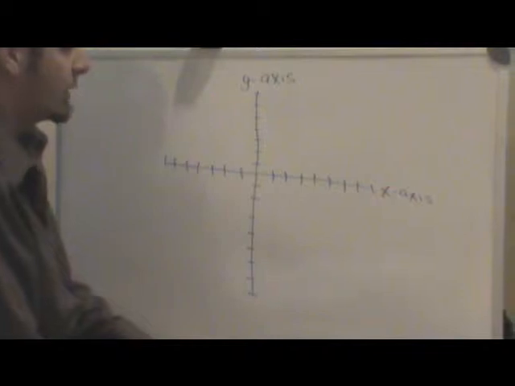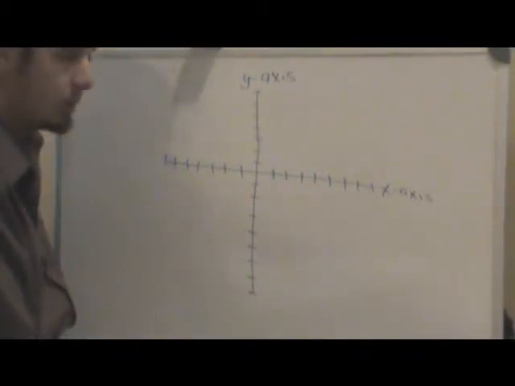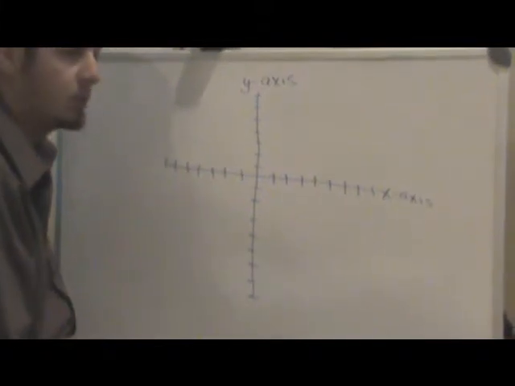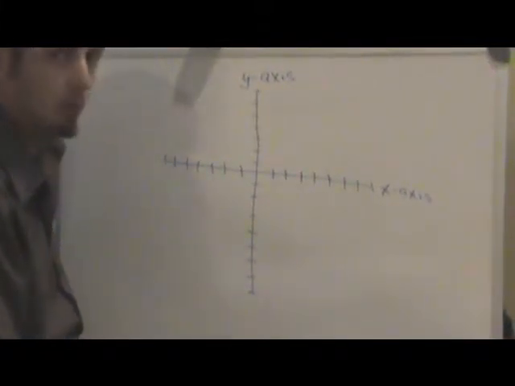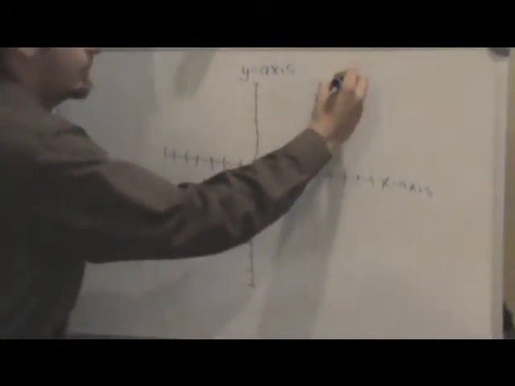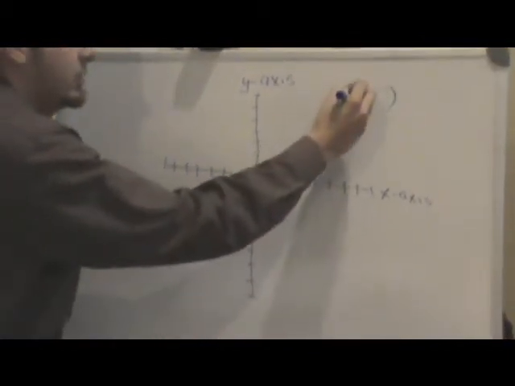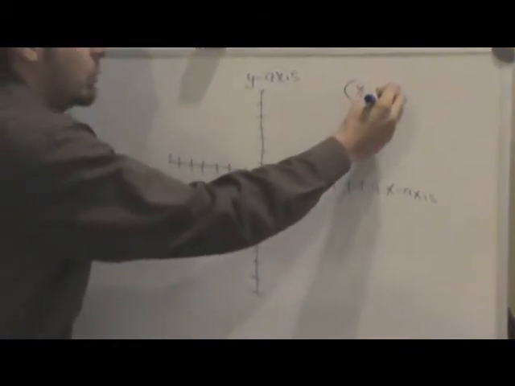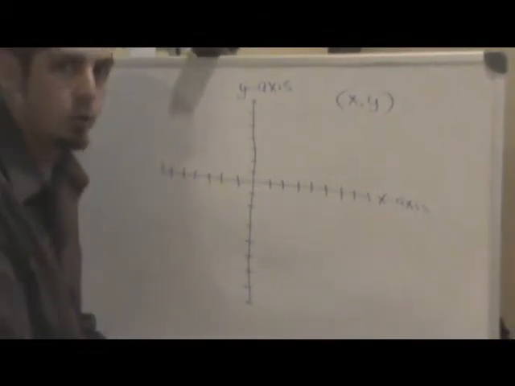Now, before I was talking about how on the coordinate plane you have a bunch of points, and points are graphed with ordered pairs, or points are made up of ordered pairs. Now, what is an ordered pair? An ordered pair is a set of coordinates, an x-coordinate and a y-coordinate, that leads you to a point. They're kind of like directions, you could say.